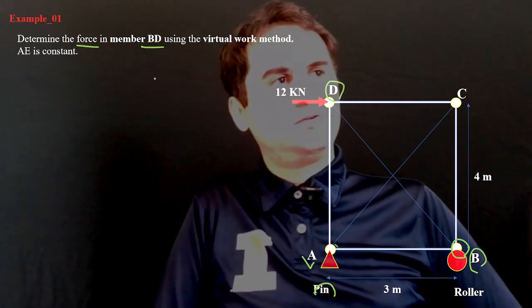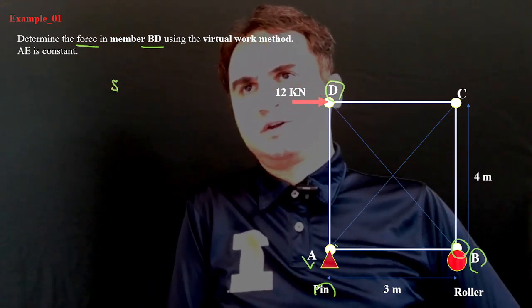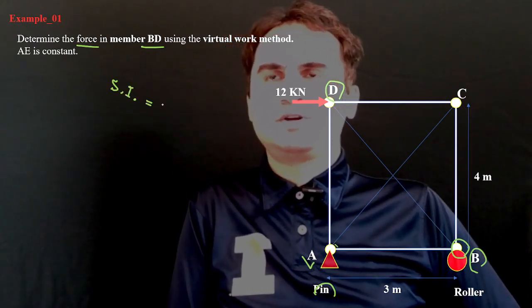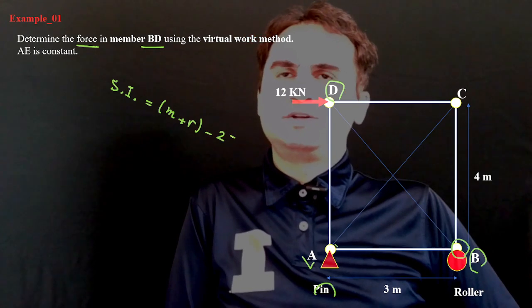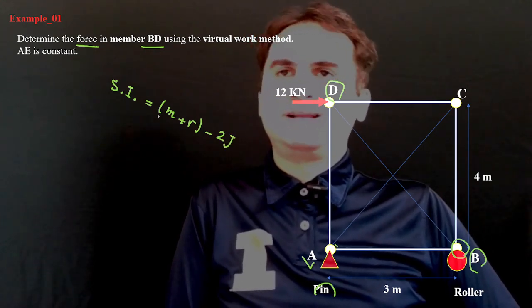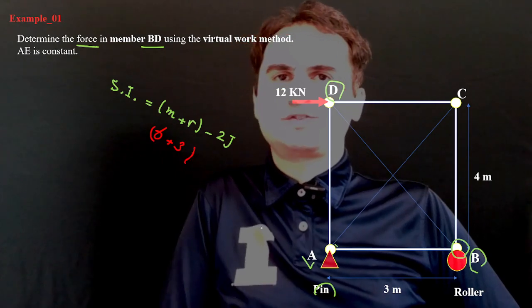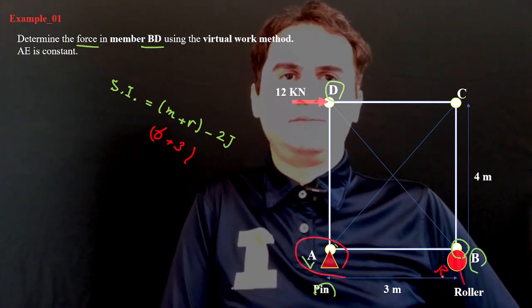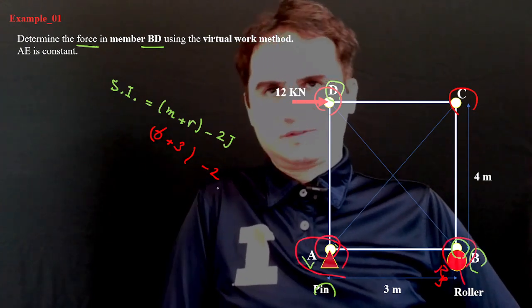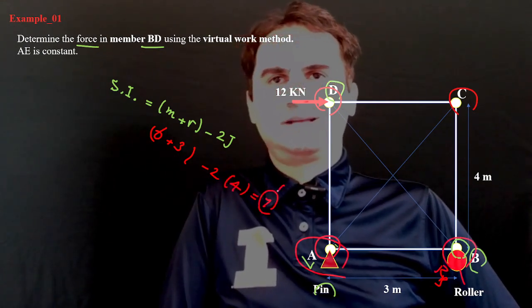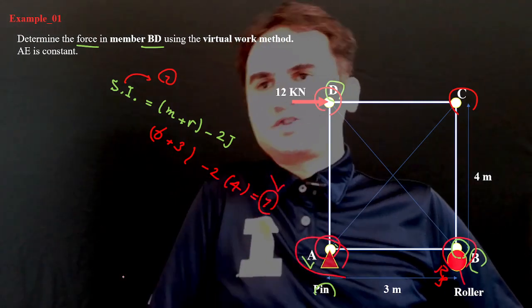First of all, we need to determine the degree of statically indeterminacy of this structure. If we jot down SI, the statically indeterminate equation is members plus reactions minus 2 times J. We can easily see we have 6 members here plus 3 reactions, 2 for the pin and 1 for RB, minus 2 times the number of nodes, 1, 2, 3, 4 nodes, and it simply gives us 1 degree indeterminate.